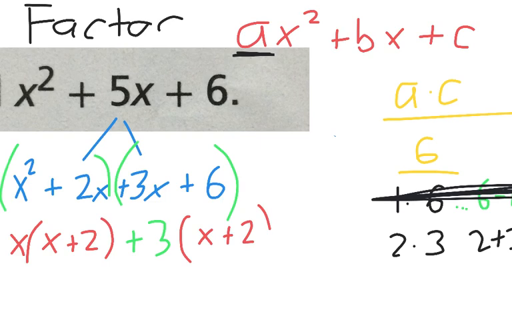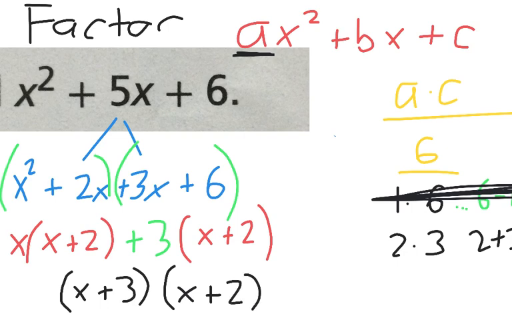When you do the A times C method, you will know it has worked if, when you get to this point, your parentheses match. If your parentheses do not match, you cannot do the A times C method, or you messed up the A times C method. Parentheses have to match. So this factors to be what's in front of the parentheses, which is an x plus a 3, times the matching parentheses, which is x plus 2.